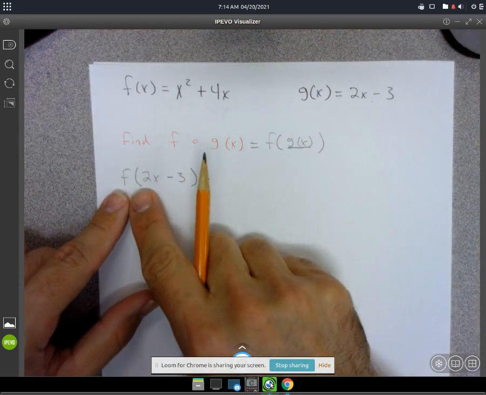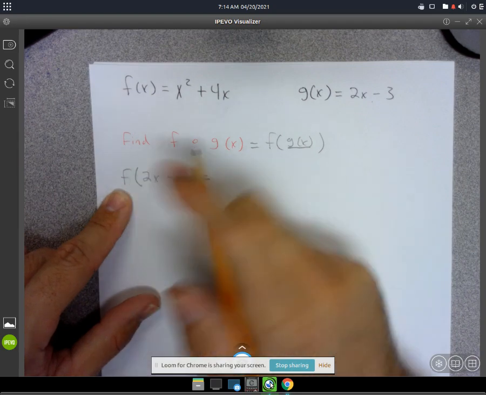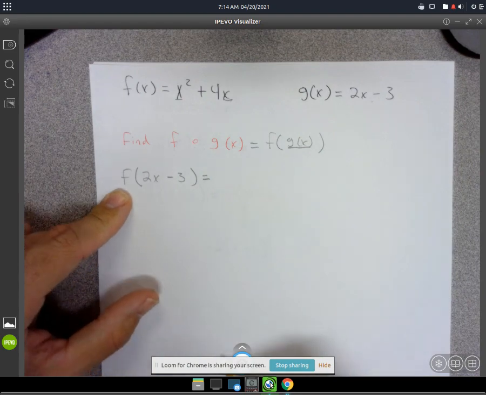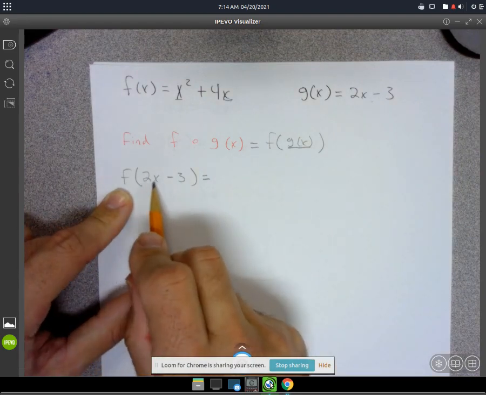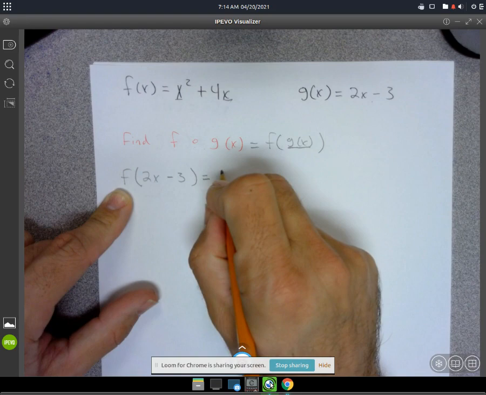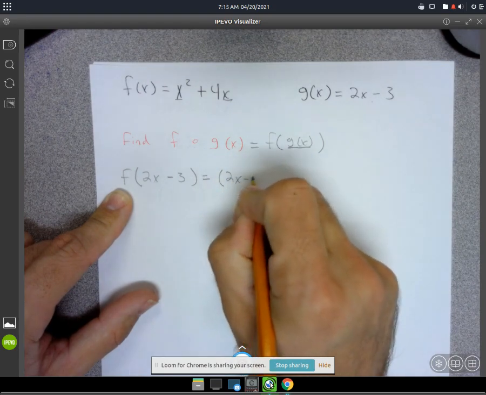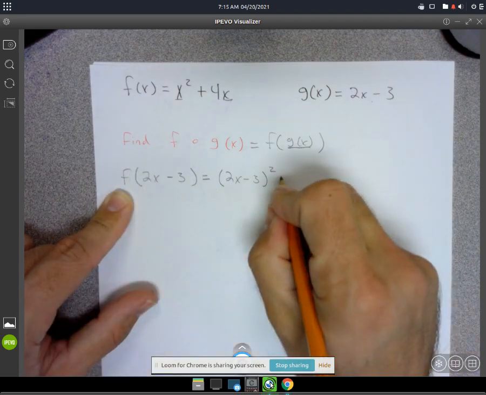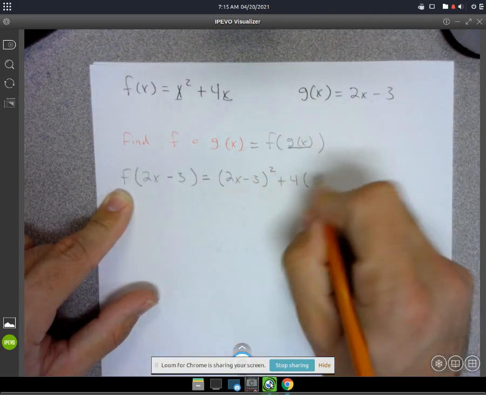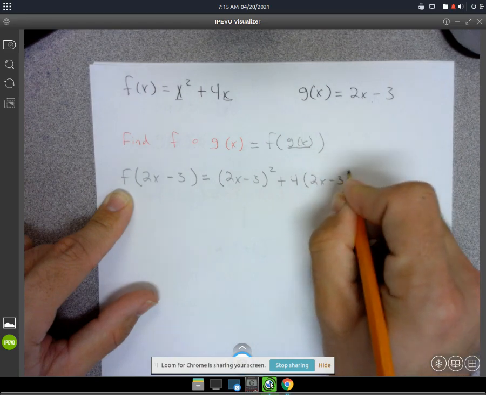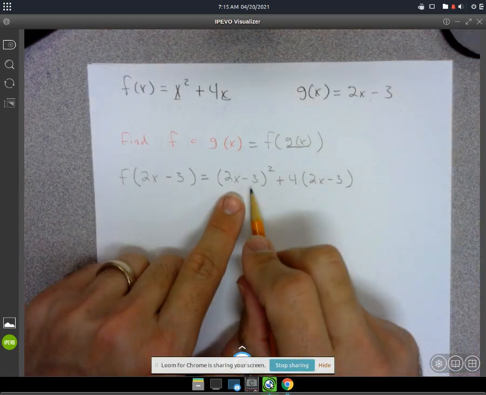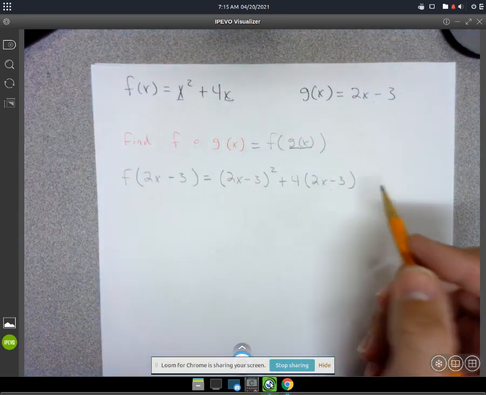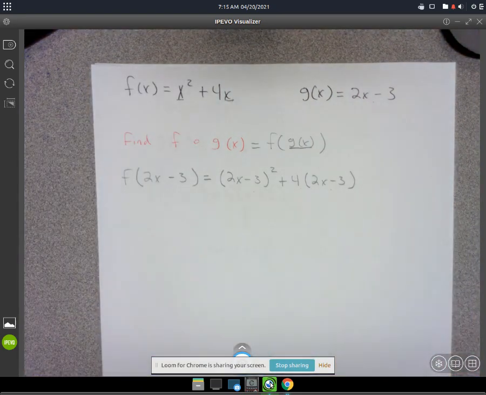So this tells me to go up to my f function, and wherever I see an x, so in both of those spots, I'm going to be making two replacements. I'm going to replace it with this whole thing, 2x minus 3. So it's going to be 2x minus 3, all of that stuff squared, and then plus 4 times 2x minus 3. Okay? So this is like my x squared, and then plus 4 times that whole 2x minus 3 mess. And now you have to work it out.